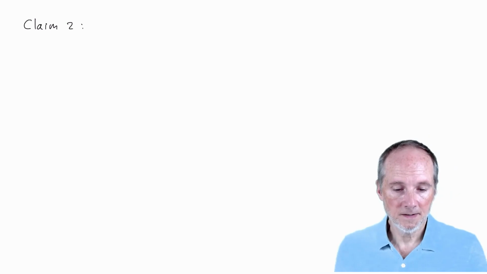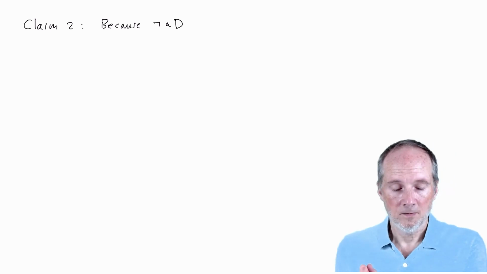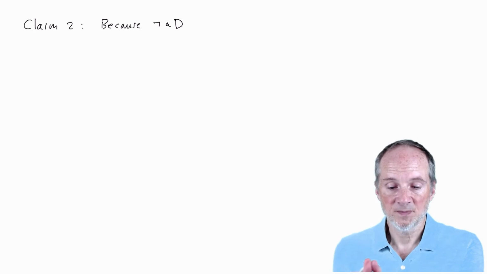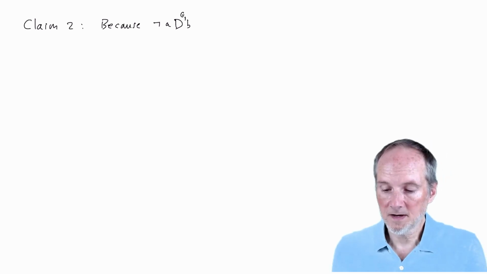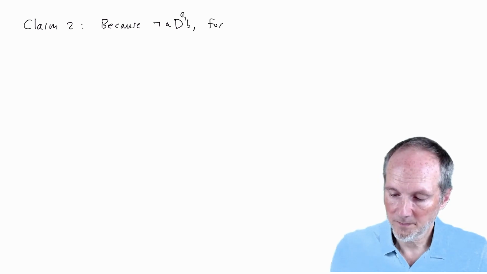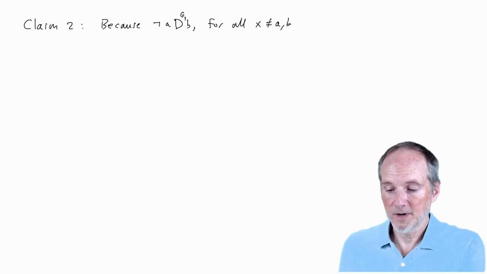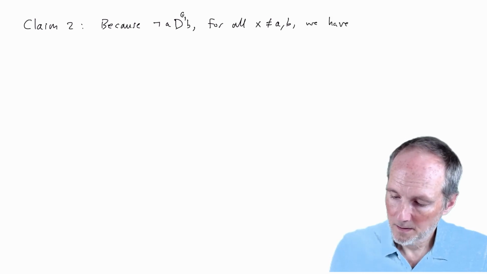So claim two is the following. I'm gonna write it like this. Because it's not the case, remember we had these. We said G1 is not decisive, so there must be two alternatives, A and B, such that G1 is not decisive for A over B. Okay, because of that, we can deduce the following: for all alternatives that are not A and B, for any third alternative X, we can show that G2 is decisive for B over X. Okay.